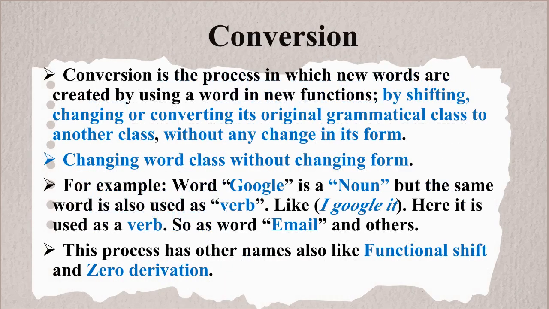Next is conversion. Conversion is the process in which new words are created by using a word in new functions, like shifting, changing, or converting its original grammatical class to another class without any change in its form. In short, we can say changing word class without changing form. For example, the word Google is a noun, but the same word is also used as a verb. Like, I Google it. Here in this sentence, the word Google is used as a verb. So is the word email and others. This process has other names also, like functional shift and zero derivation.